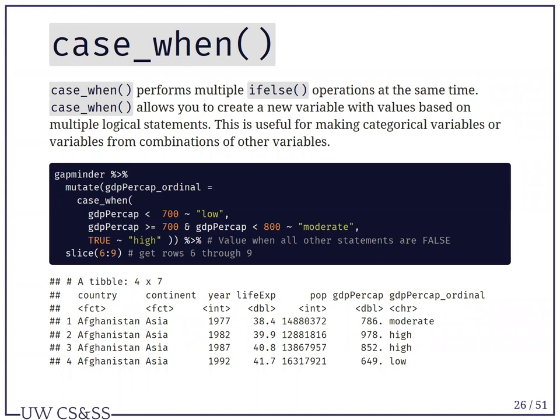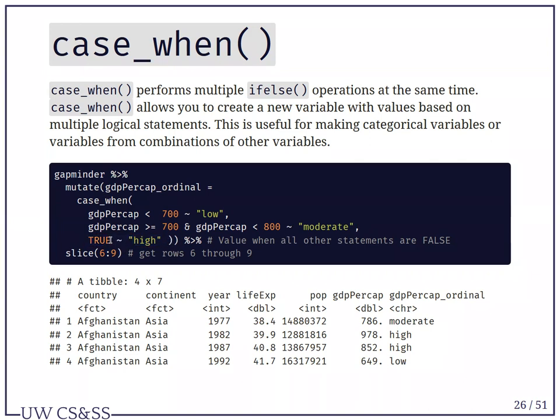Case when allows you to create a new variable with values based on multiple logical statements. This is useful for making categorical variables or variables from combinations of other variables. For instance, we can take the gapminder data and then mutate a new column called GDP per cap ordinal. And this is going to be equal to the case when GDP per capita is less than 700, return low. If GDP per capita is greater than or equal to 700 and GDP per capita is less than 800, return moderate. And then true, return high.